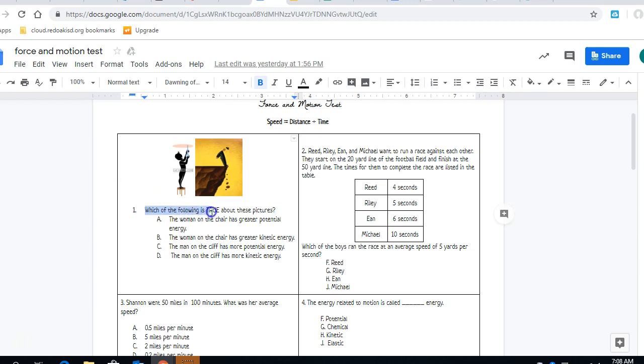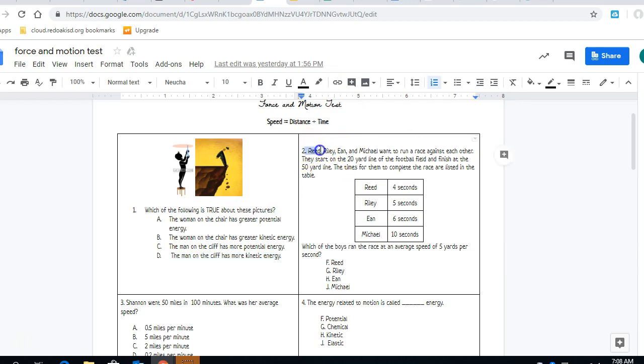Which of the following is true about these two pictures? A. The woman in the chair has greater potential energy. B. The woman on the chair has greater kinetic energy. C. The man on the cliff has greater potential energy. D. The man on the cliff has more kinetic energy.